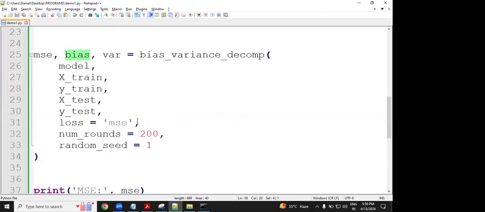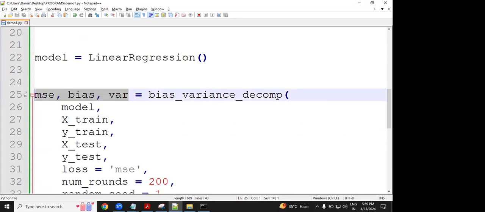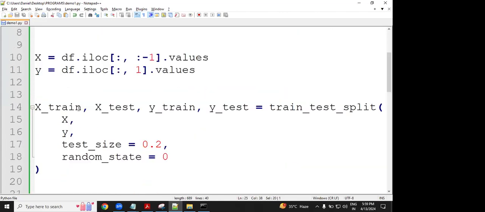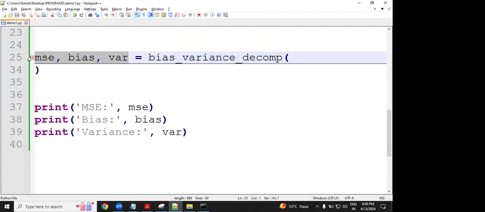bias value, variance value. One more important point, sir. What is the point? Order is important. You should not change the order. This is the best example. Can I change the order for this? No. If any function is returning multiple variables, order matters. You should not change or miss the order.